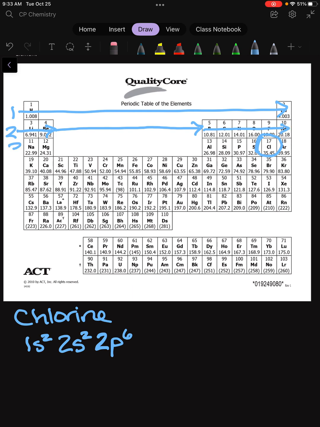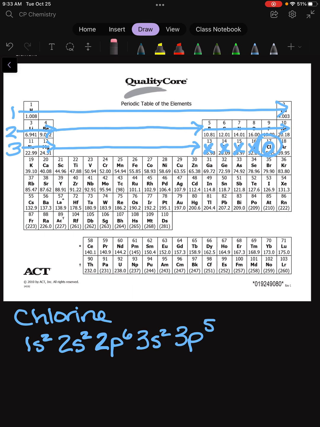Now we're going down to period 3. So we're starting with 3s2 because we go through the S block. And then we go all the way over to the P. So we're at 3p. Now chlorine is in this period and in this block. So we count 1, 2, 3, 4, 5. Chlorine's the fifth one in the P block. So that's what the exponent will be. So that is chlorine's electron configuration.